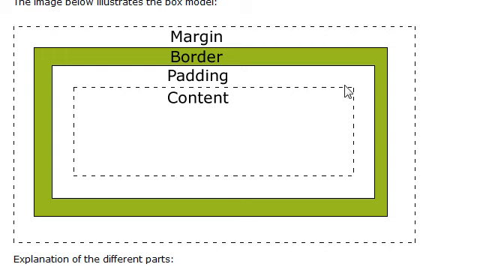You have your content on the very inside, you have the padding, and then you have the border and the margin. Now the margin is pretty much used for positioning. Padding is pretty much like positioning within a border, and border is pretty much for looks, and the content is obviously where the content goes.